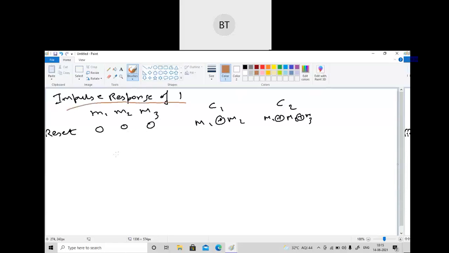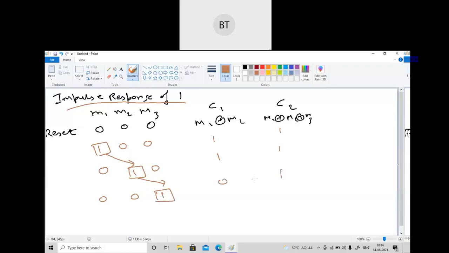For the impulse response of 1, I will start with 1, and the others will be 0, 0. So we get M1, M2, 1, 1. Then this will shift here, so 0 comes in, and 1 will come here, then 0. So we get 1, 1. Now this 1 will shift here. So we get 0, 0, 1, and then 0, 1.